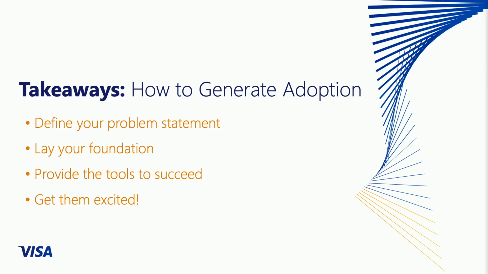So, to wrap this up, if you take anything away from it, it should be this. Start with a problem statement, not only for yourself, but for those teams who are leveraging the product, not a solution. Create a solid foundation with a governance model. And finally, if you want to succeed with adoption, you have to get them excited.